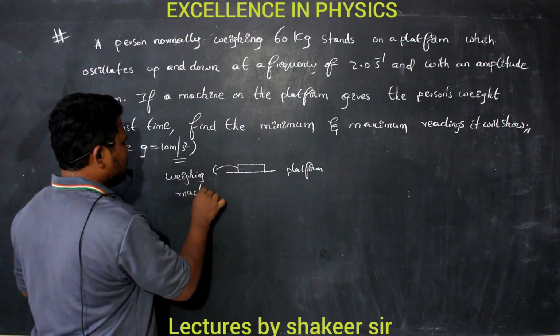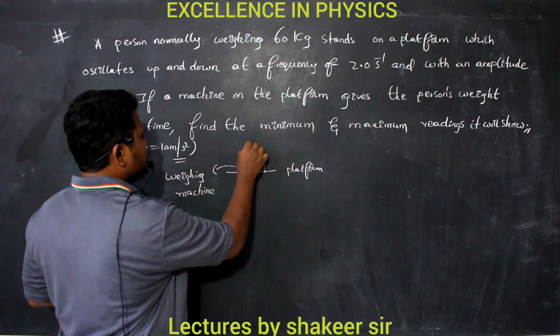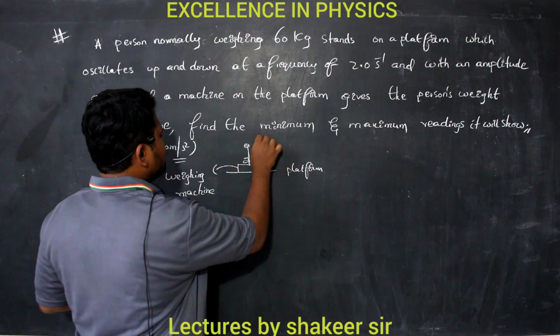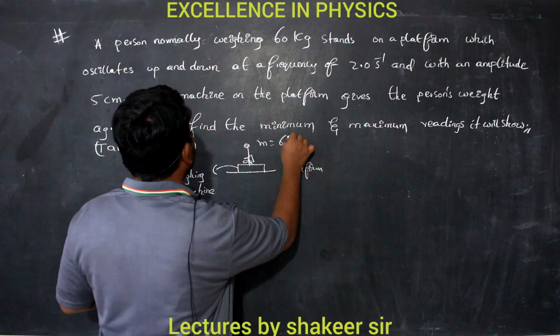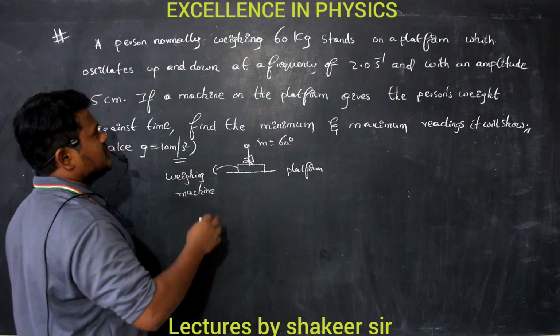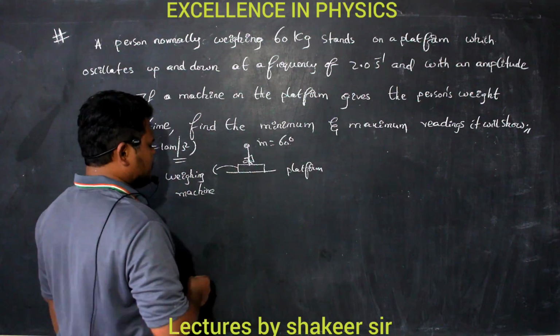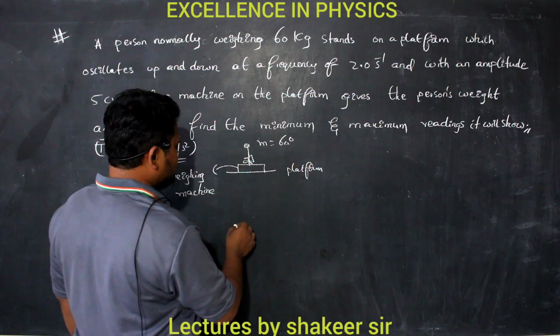Clear? So on this weighing machine, a person is standing. And what is the mass of this man? Mass of the man is 60 kg. 60 kg only, no? So this piston is performing simple harmonic motion.